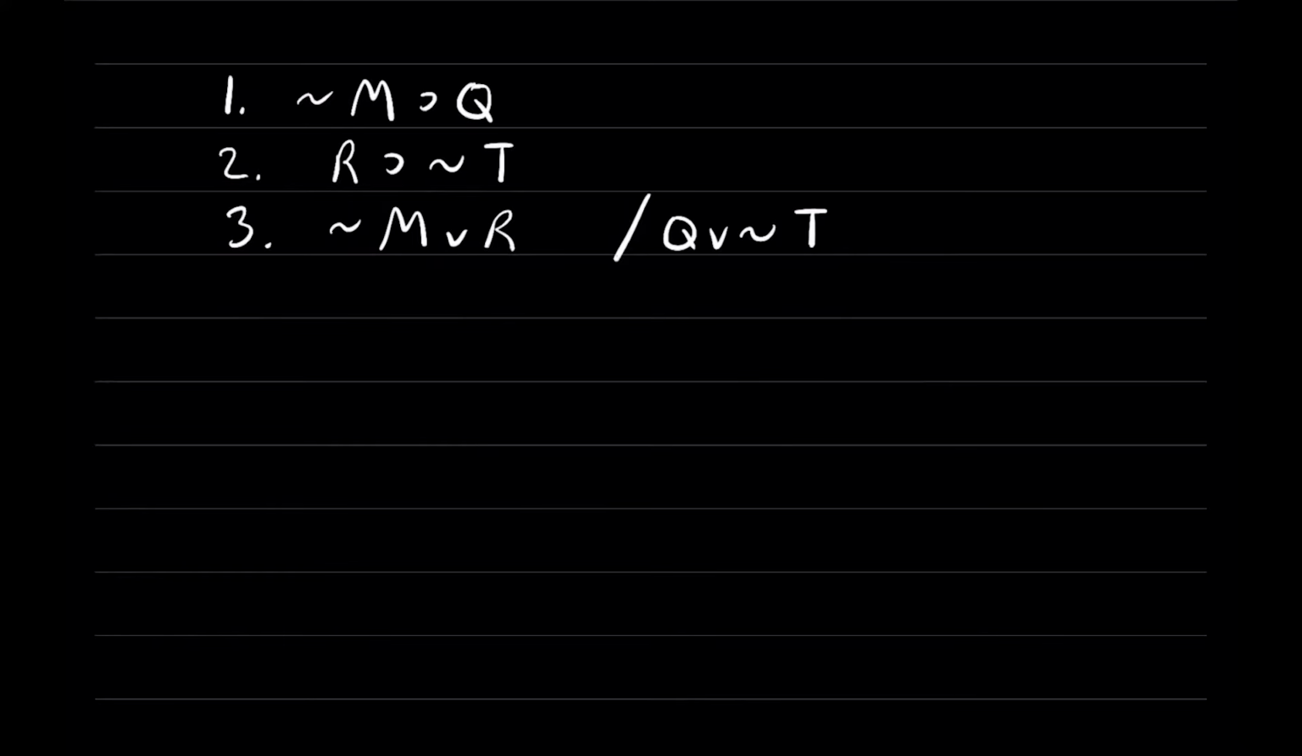So in this proof here, we're given three premises. Not M implies Q on line 1. Line 2 tells us that R implies not T. Line 3 tells us that either not M or R. And the conclusion that we're trying to show is Q or not T.